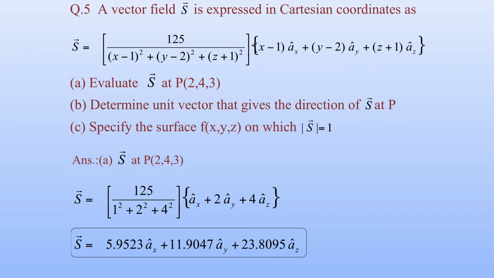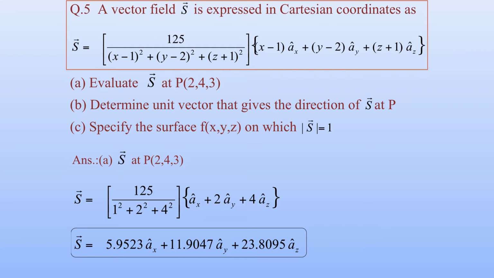So it becomes 125 upon [1 square plus 2 square plus 4 square] multiplied by in bracket ax cap plus 2 ay cap plus 4 az cap. So simply this calculation turns out to be vector S at point P is 5.9523 ax cap plus 11.9047 ay cap plus 23.8095 az cap. So this computation in part A is simply substitution of coordinates of point P in the standard equation given for vector S.